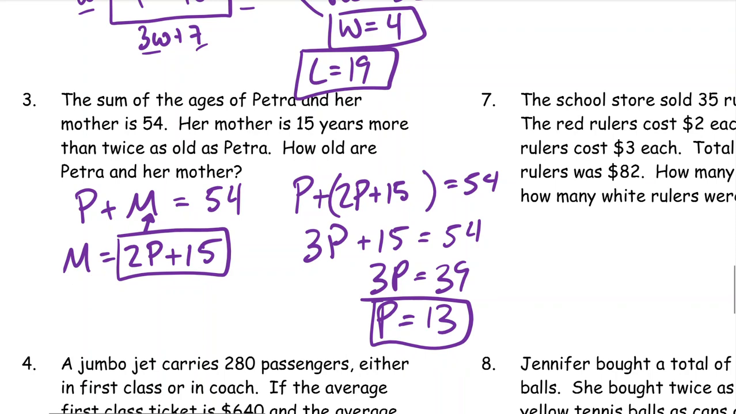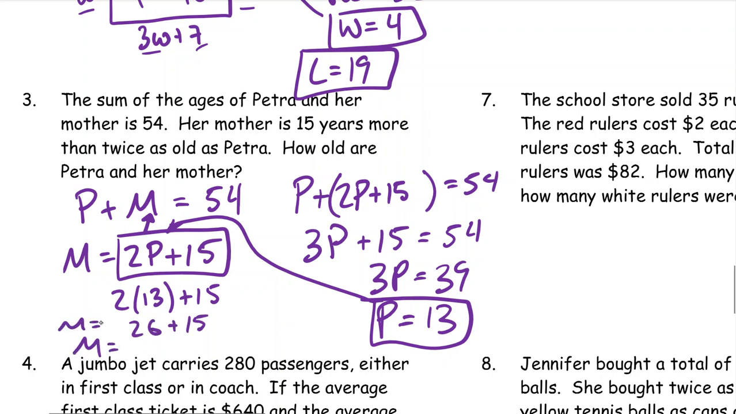So that means mom is going to be, if we plugged in a 13 here, 2 times 13 plus 15, 26 plus 15. So mom equals, what is that, 41?